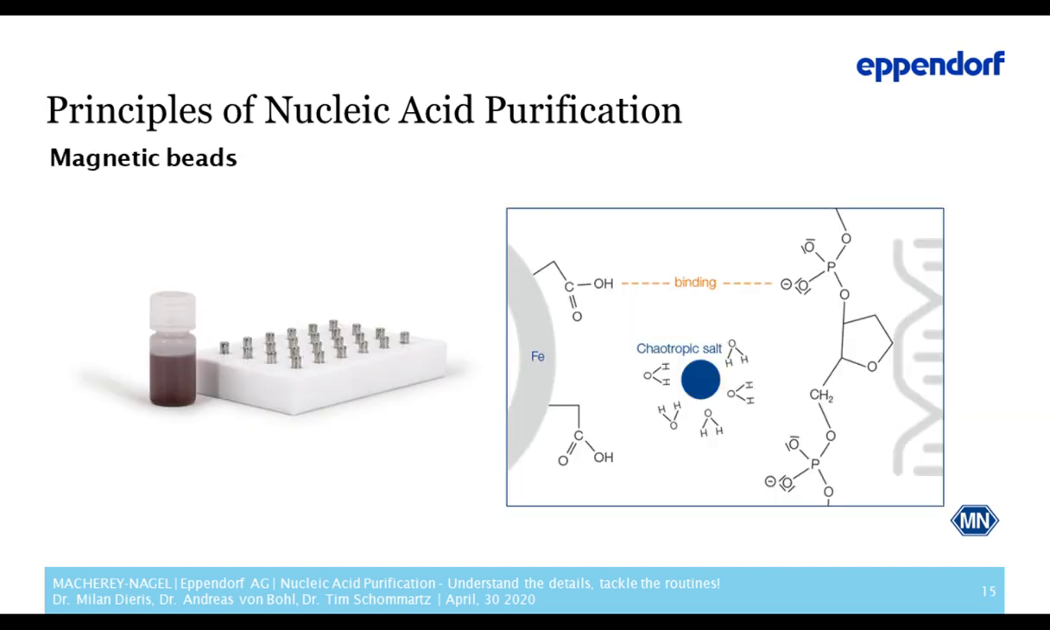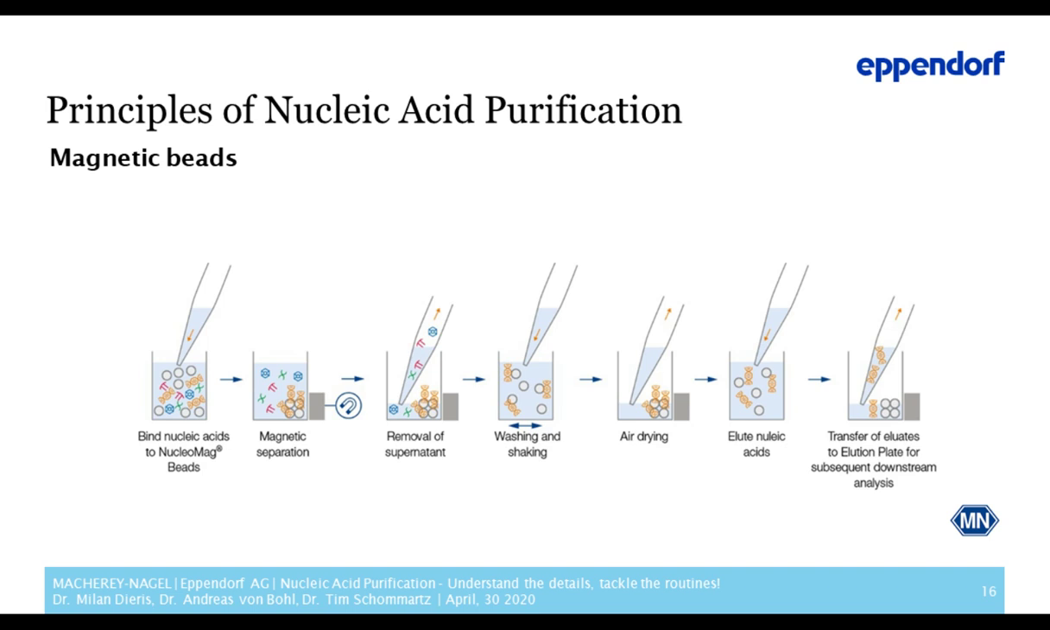What came up in the past years, and is getting more and more popular, are magnetic beads. Although they don't use silica, they are based on a very similar principle, which is binding of nucleic acids to the beads in the presence of a chaotropic salt. The magnetic beads have an iron core which is coated, in that case with a carboxy group, and in the presence of chaotropic salt we have a very similar mechanism to the silica membrane. The chaotropic salt strips the DNA of its hydrate shell and enables a hydrogen bond between the DNA molecule and the coated magnetic particle.